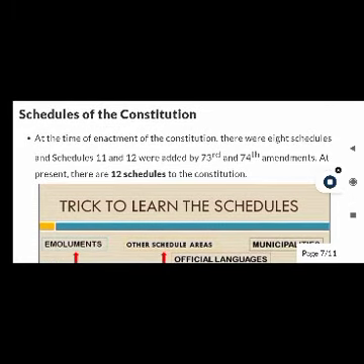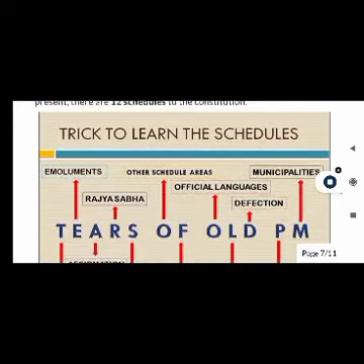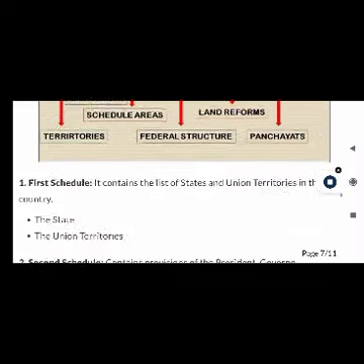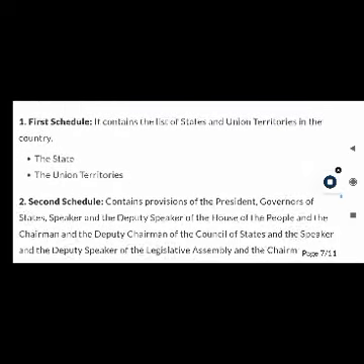At the time of enactment of the Constitution, there were 8 schedules, and Schedules 11 and 12 were added by the 73rd and 74th Amendments. At present, there are 12 schedules to the Constitution. Take the First Schedule. It contains the list of states and union territories in the country.